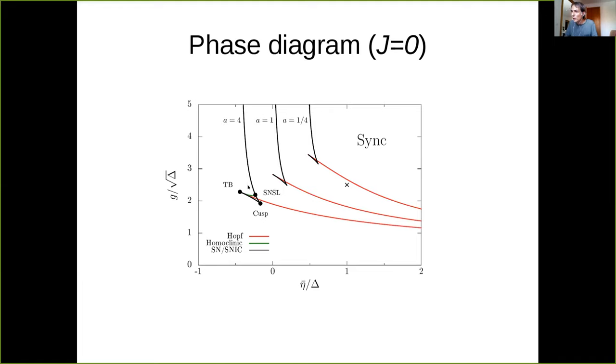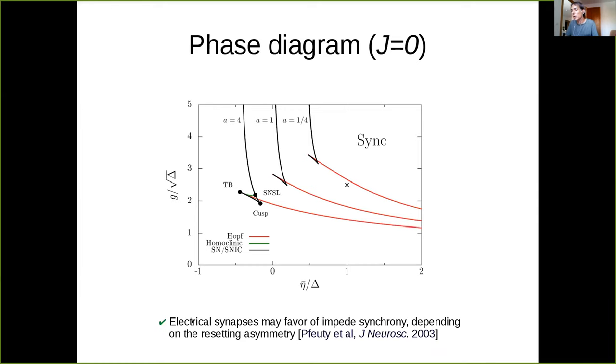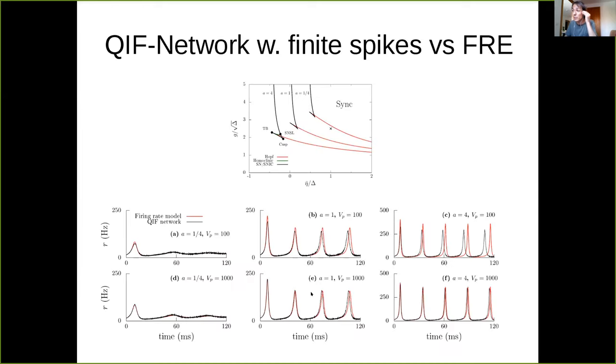And you see that these spikes have a much broader region of synchrony. And this explains the results again of Feuti et al., but now of a different paper, that electrical synapses may favor or impede synchrony depending on the resetting asymmetry.